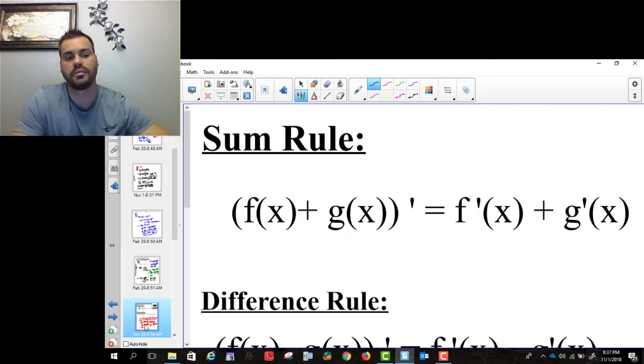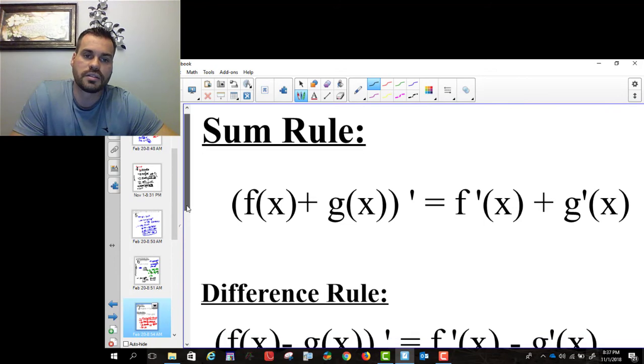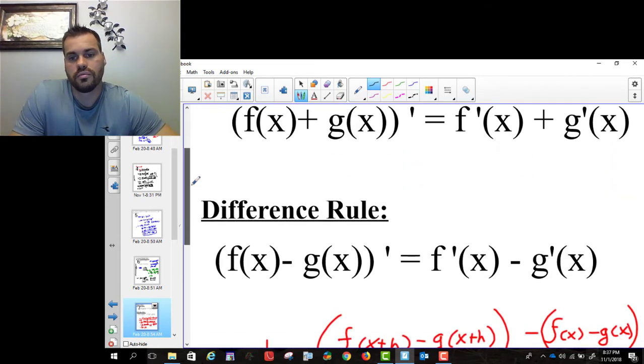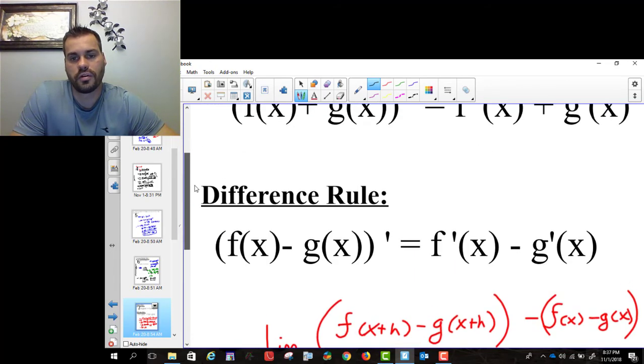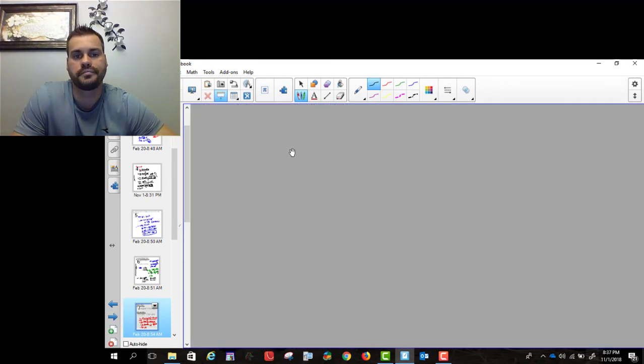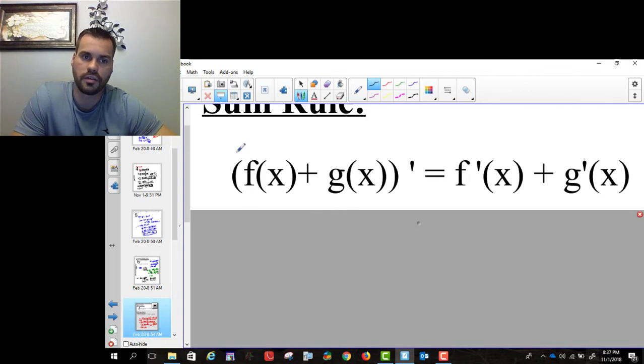So the last rule that I want to talk to you about for now is the sum and difference rule. So the sum rule says if you have a function plus a function, and you want to take the derivative of it, you just take the derivative of each of the two functions. Difference rule is the same. So here's the proof, okay? And you gotta stay with me. I'm gonna look at this function, okay?